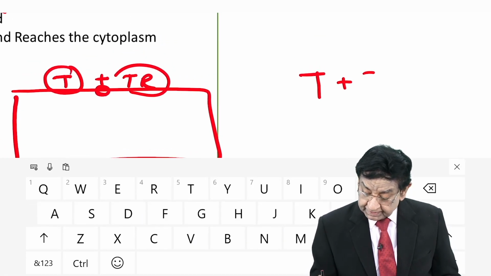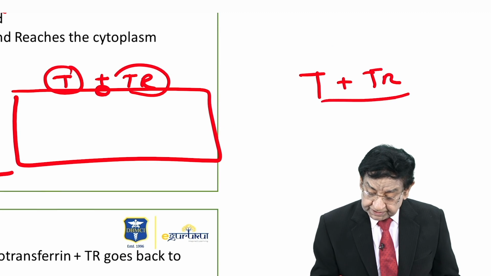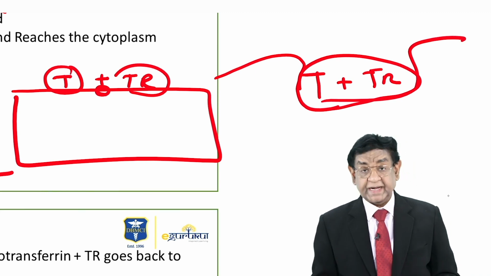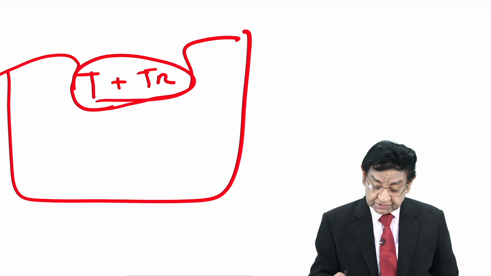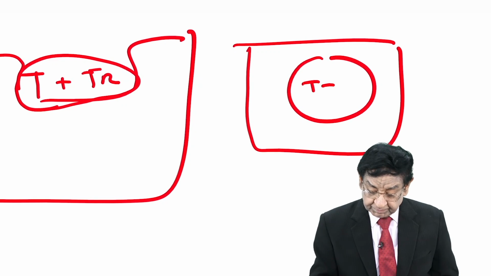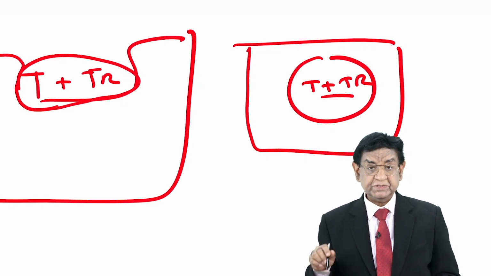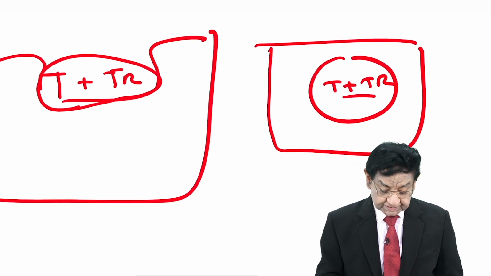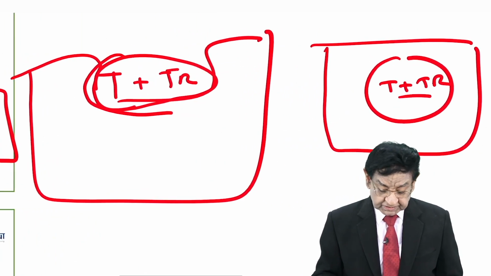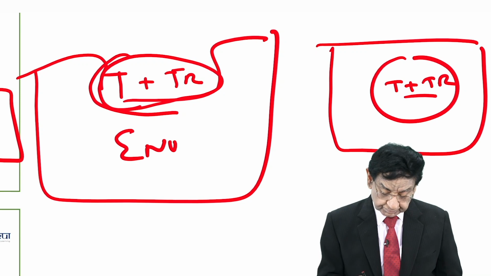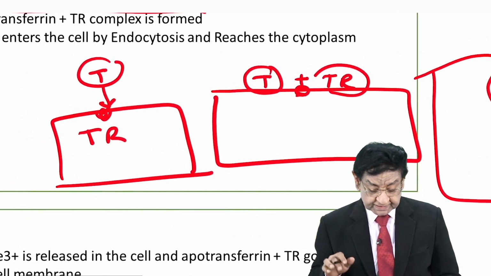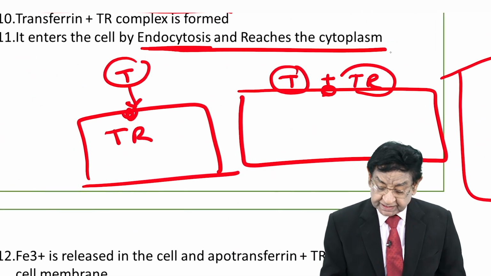Now this T plus TR complex in the membrane will be taken inside via endocytosis. This molecule has entered via endocytosis, T plus TR. They have entered the cell of the bone marrow. By which process? Endocytosis: it got attached to the membrane, invagination was made, and finally it entered via endocytosis. It enters the cell by endocytosis and reaches the cytoplasm.